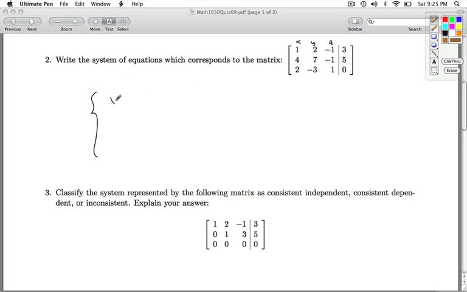So I have 1x plus 2y minus 1z equals 3. I have 4x plus 7y minus z equals 5. 2x minus 3y plus z equals 0. And then that'll do it for number 2.